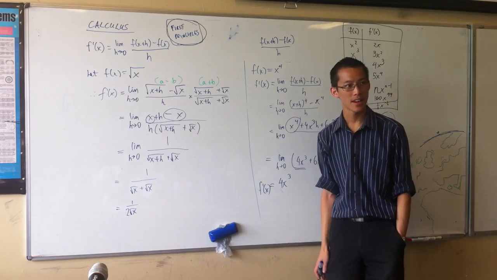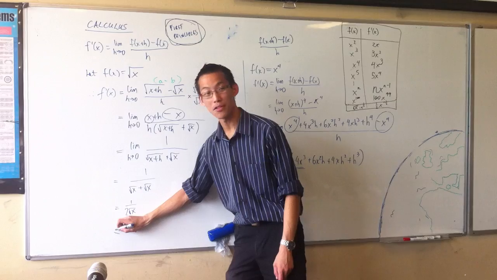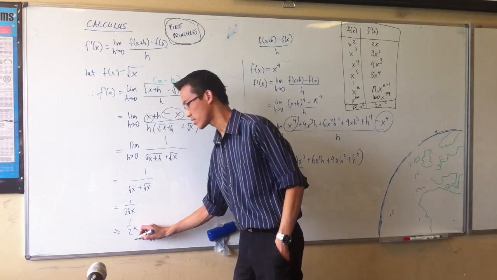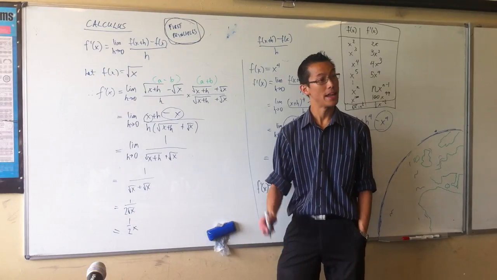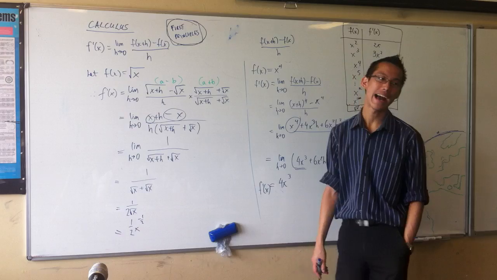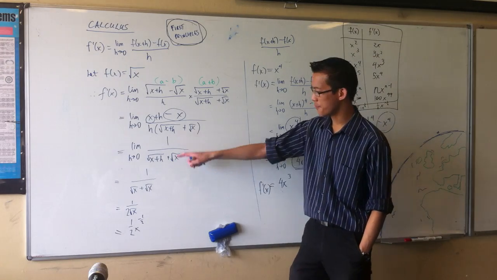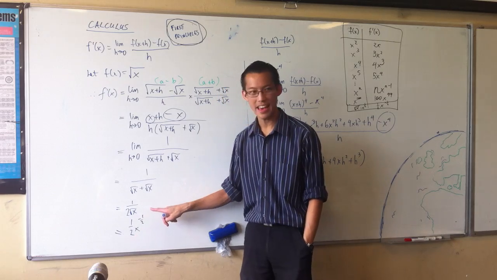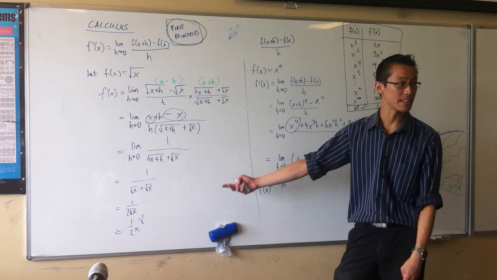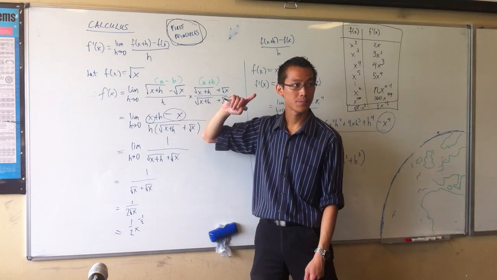Now, I'd be usually happy with that, except I just want to draw out the fact that if I wrote this in index form, it'd be a half x to the power of a negative half, because it's on the bottom, and it's a square root, which is exactly what we're expecting. So this rule here, this is n x to the n minus 1. It works regardless of what number you've got as n. It can be a whole number or it can be a fraction.